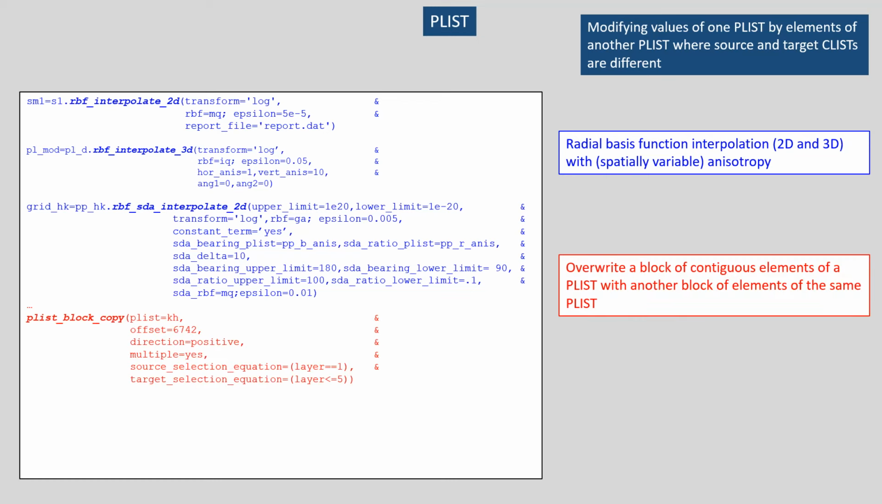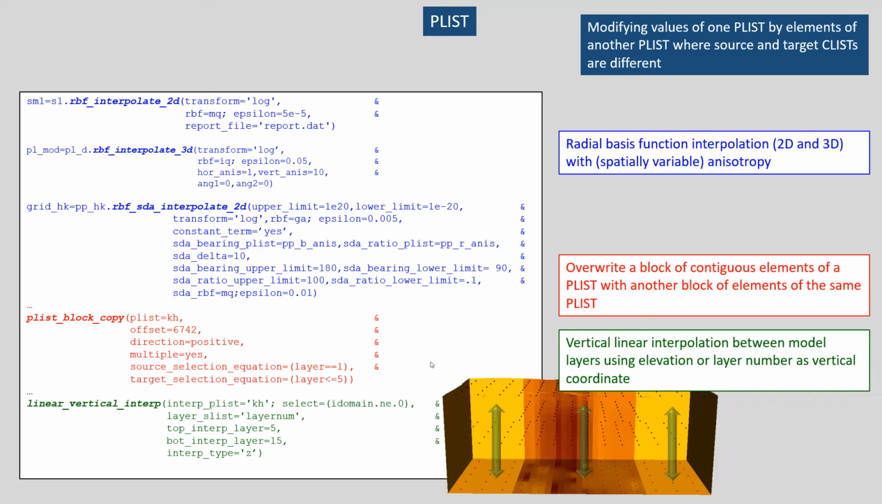A more simple element of plist value transfer is simply copying a block of plist elements from one part of a plist to another part of the same or different plist. PLPROC can undertake vertical interpolation from one layer of a model grid to another. These may be part of the same or different plists. Linear interpolation is undertaken. This can be based on elevation or layer number.